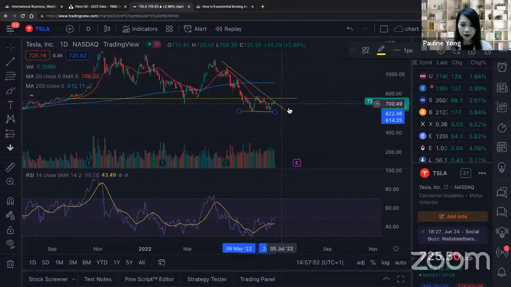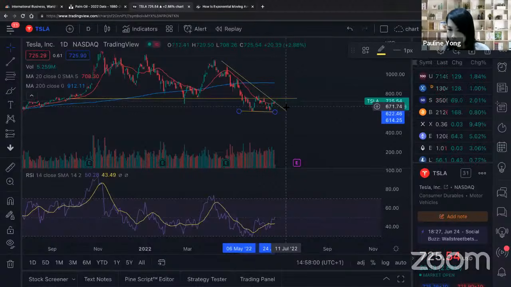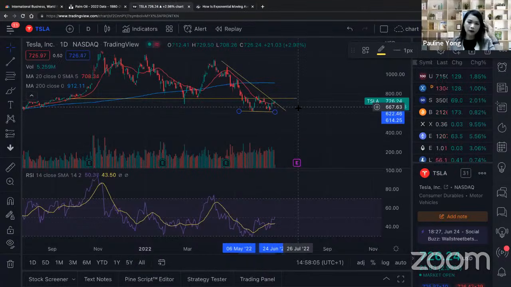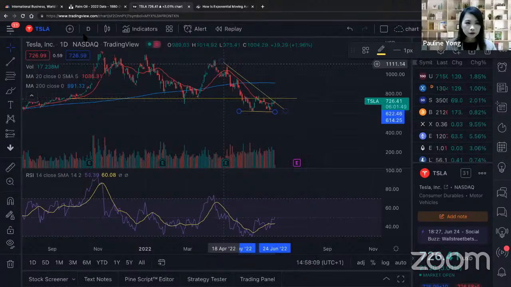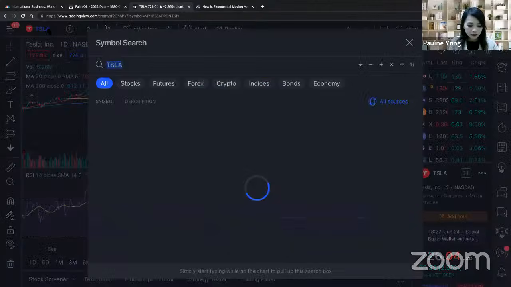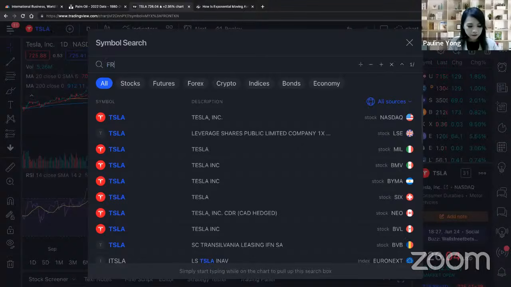When it is still within this trend, it is still going sideways, and there's no point for you to trade this one. Sideways, no point trading a sideways stock because it is sideways. So another one, let's say Fortescue.